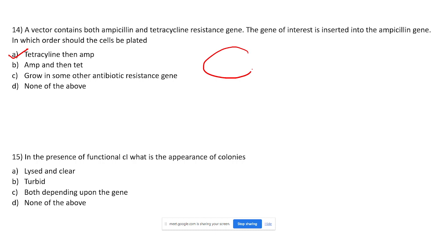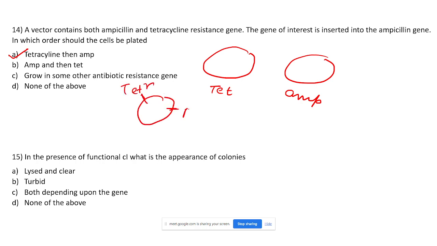So there are two plates. This is your tetracycline plate, and this is ampicillin. And this is your vector. Here there is a tetracycline resistance gene and there is an ampicillin resistance gene. So what are ampicillin and tetracycline? These are antibiotics. Suppose we have any bacterial infection, we take antibiotics. Normally when we have cough and cold also we take antibiotics. So why do we take antibiotics? Because they do not allow the growth.